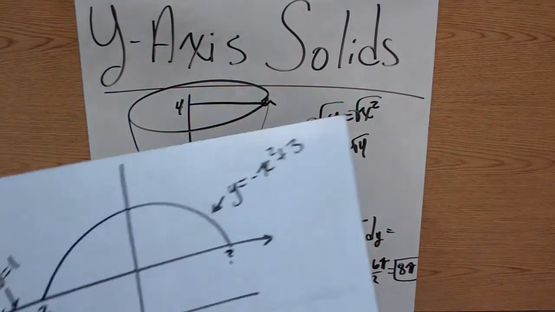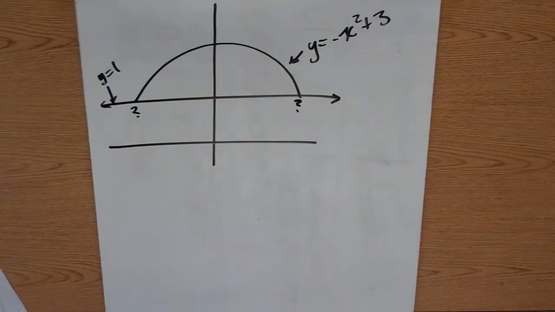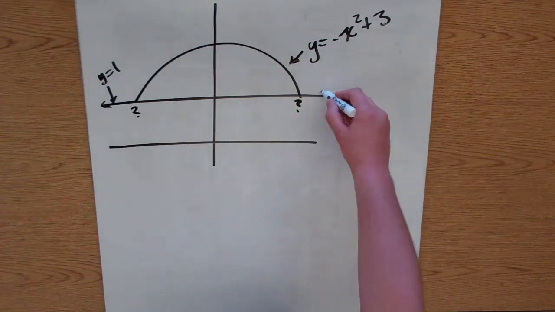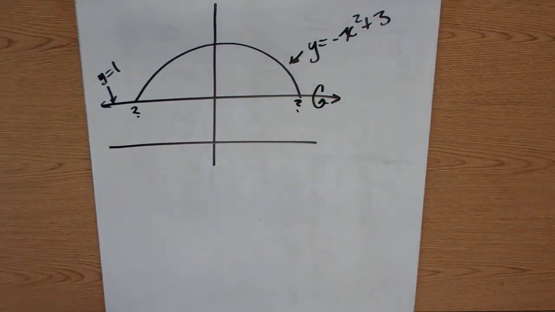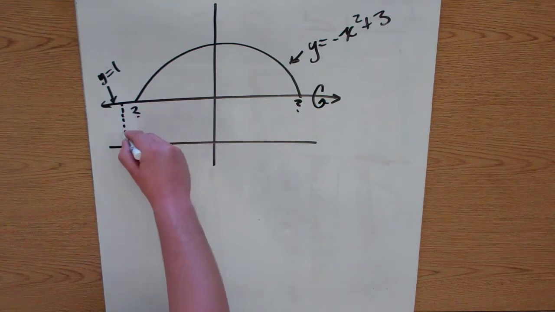Now, this one. What happens if we're revolving something now not around the x or y axis? For instance, in this case, we're spinning it around the line y equals 1. Alright, we're going to spin it around the line y equals 1. So what are we going to do here? Well, we know that the distance from this line down is 1.